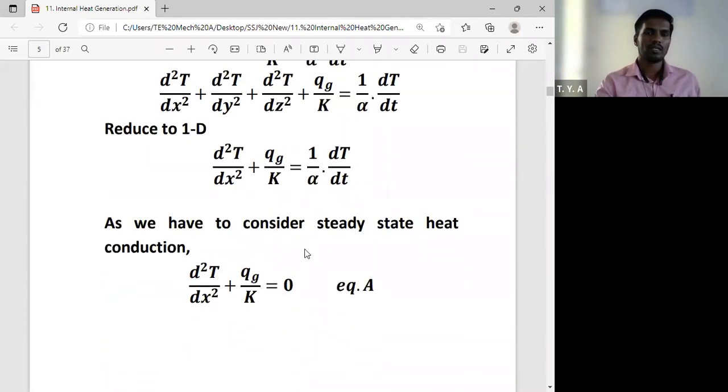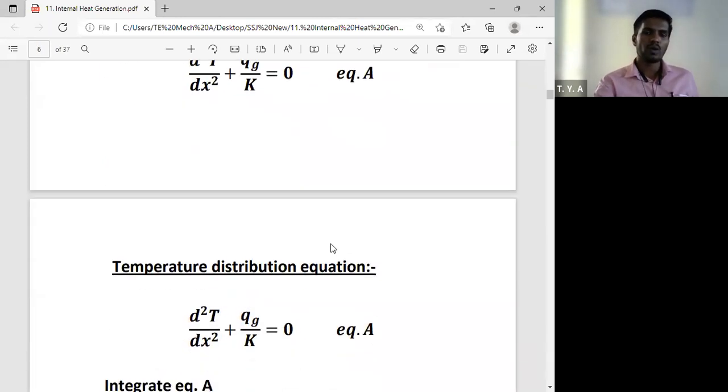Okay, as we have considered steady state heat conduction, so therefore we get the equation as d square t upon dx square plus qg by k is equal to 0. समजलं, हे फायनल इक्वेशन मिळालेलं आपल्याला. Now we have to find out the temperature distribution equation.